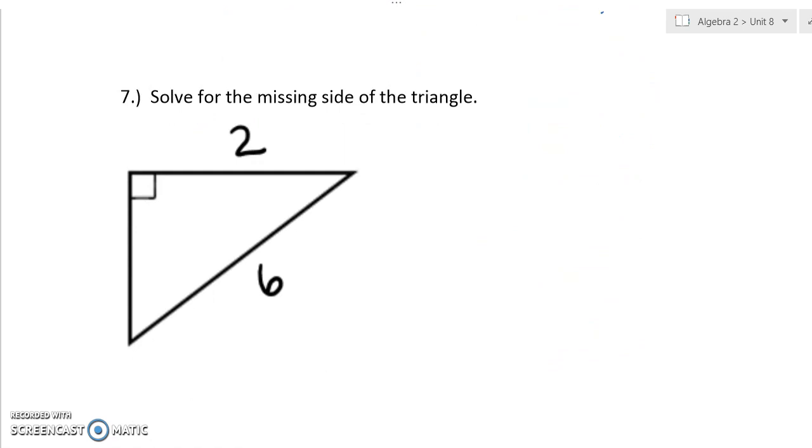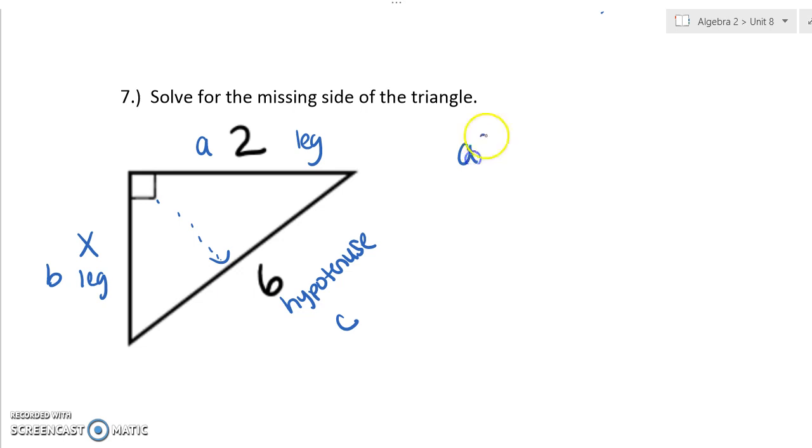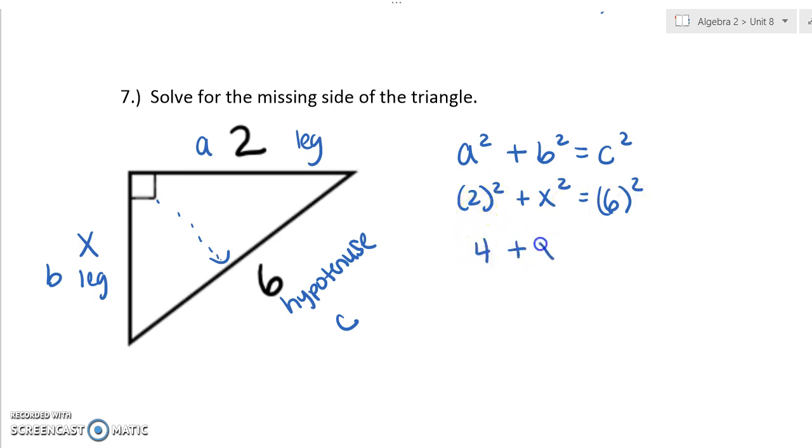So we have solve for the missing side of the triangle. So once again, we have our hypotenuse right here across. And we're going to call that C. And then we have our A, one of our legs, and our X, which we don't know what it is. So we'll call that our B, one of our legs. Okay? So let's go ahead and run the Pythagorean theorem. A squared plus B squared equals C squared. A is 2 squared plus x squared equals 6 squared. 2 squared is 4. And 6 squared is 36.